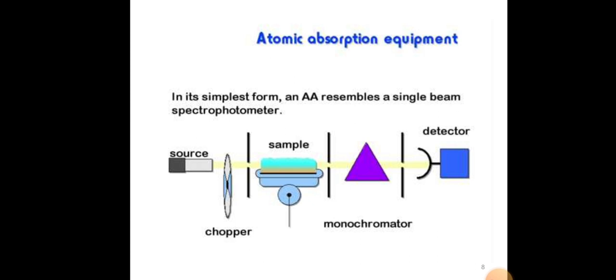Here you can see different parts of an atomic absorption equipment. On the left side you can see the source lamp, and then we have the chopper that is used for modulation of the light of the lamp. Then we have the sample, that here in this picture is a flame. Then we have the monochromator, and then we have the detector.